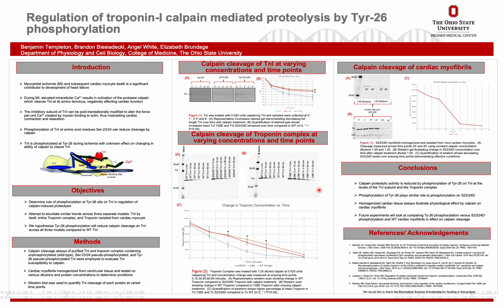So to conclude what I've stated previously, in this project, we have found that calpain proteolytic activity is reduced by the phosphorylation of tyrosine 26 on TNI at the levels of the TNI subunit and the troponin complex, and that this phosphorylation of tyrosine 26 can play a similar role to serines 23 and 24. And in further experiments, we will look to determine if homogenized cardiac tissue can also illustrate similar results as the TNI by itself and the overall troponin complex.